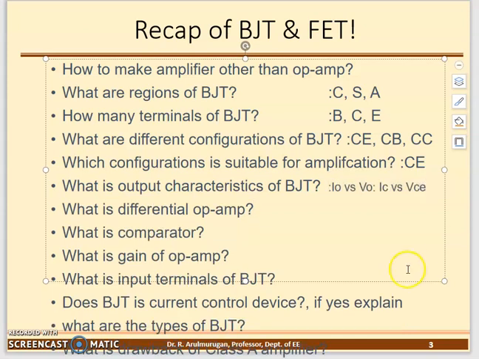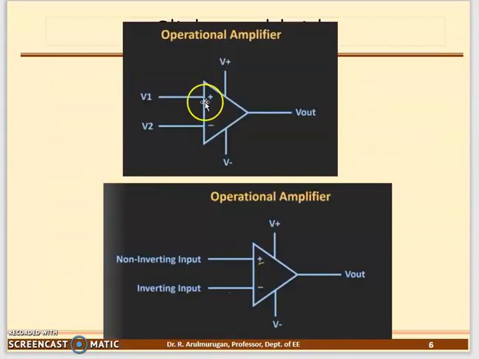What is a differential op amp? A differential op amp is nothing but an op amp with two inputs, V1 and V2. You give a sine waveform to V1, and then a DC waveform to V2. The DC waveform is called the reference.